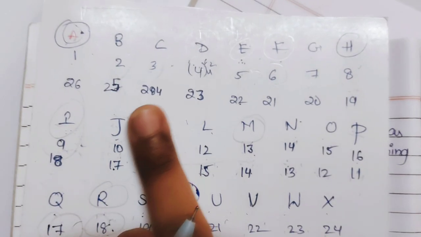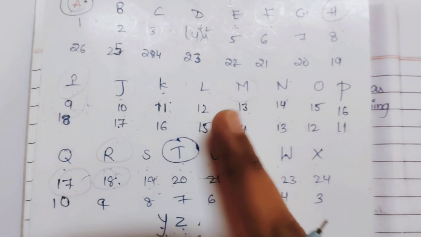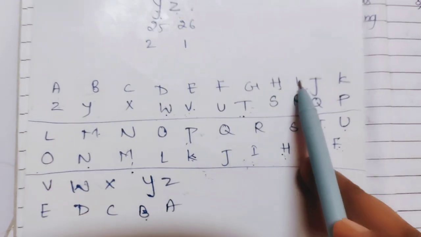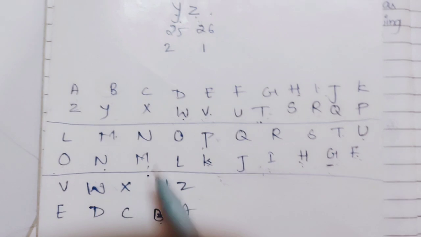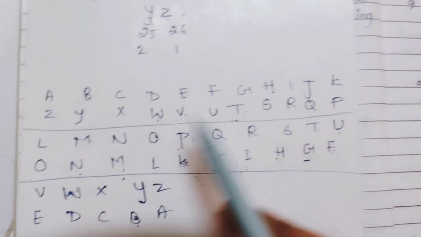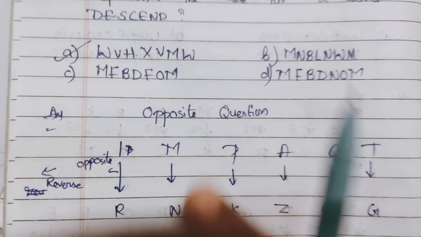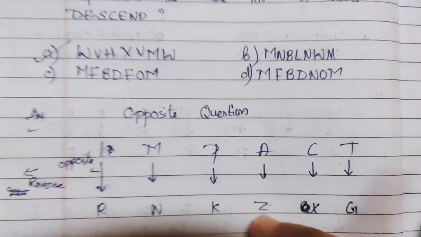If we look at the numbers first, I and R have too much difference. But if we see the reverse values, I's reverse is R. Next, M's reverse is N. P's reverse is K. A's reverse is Z. C's reverse is X. So it is the same: the reverse of the values. For IMPACT it is I reverse R, M reverse N, P reverse K, A reverse Z, C reverse X and T reverse G.